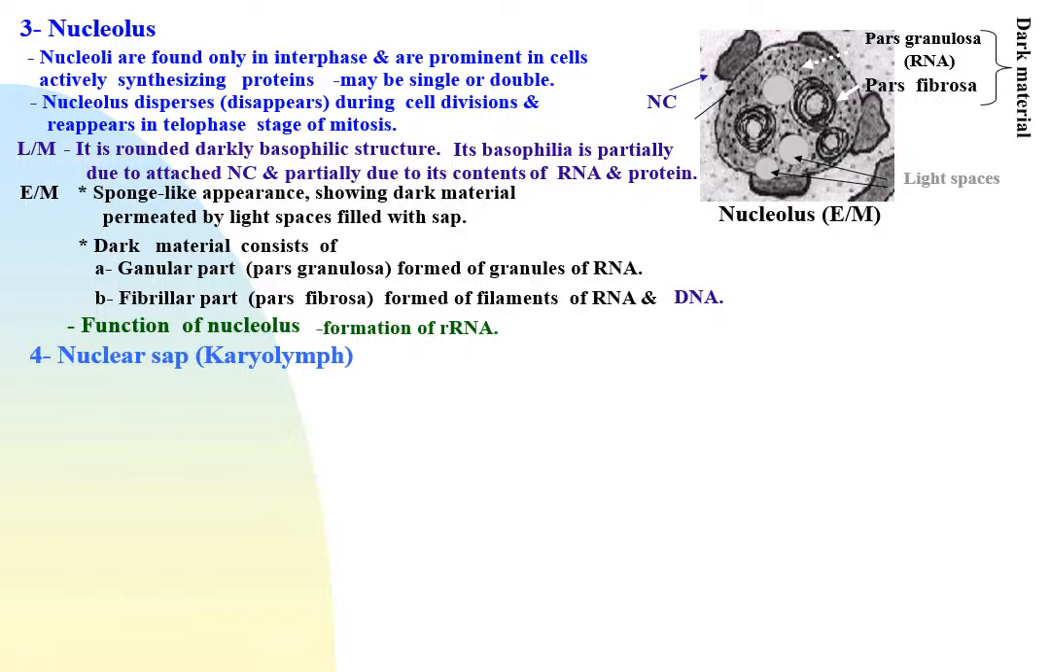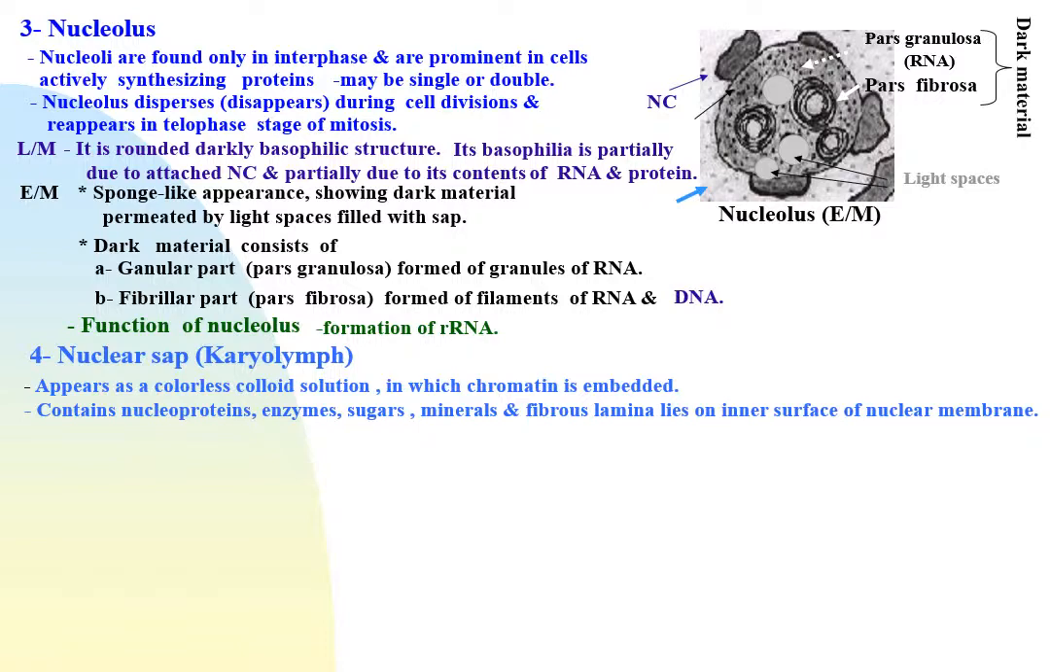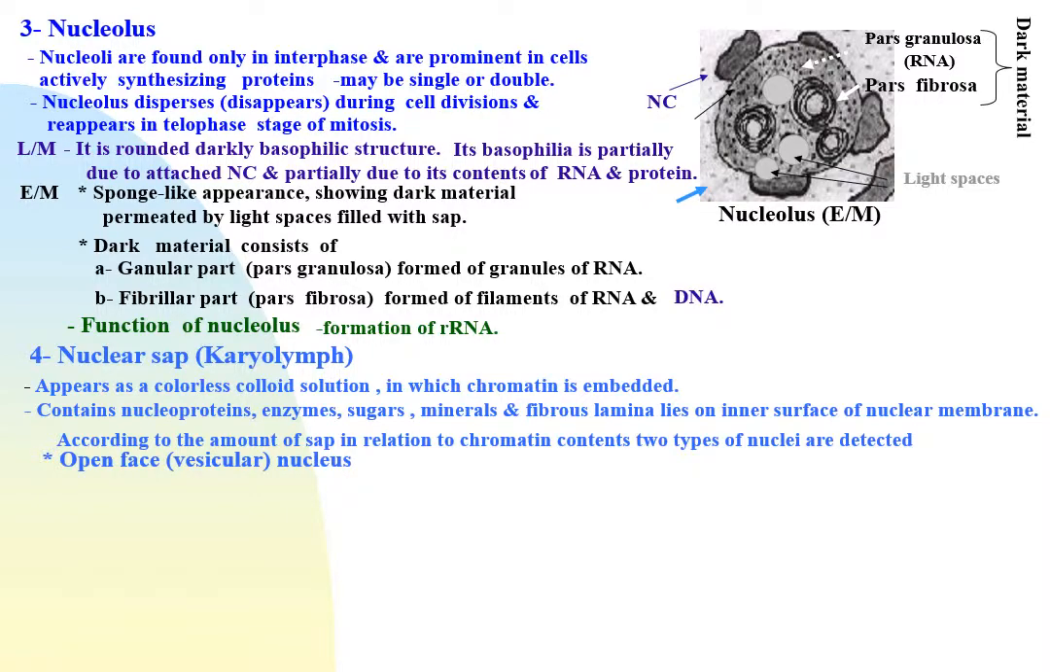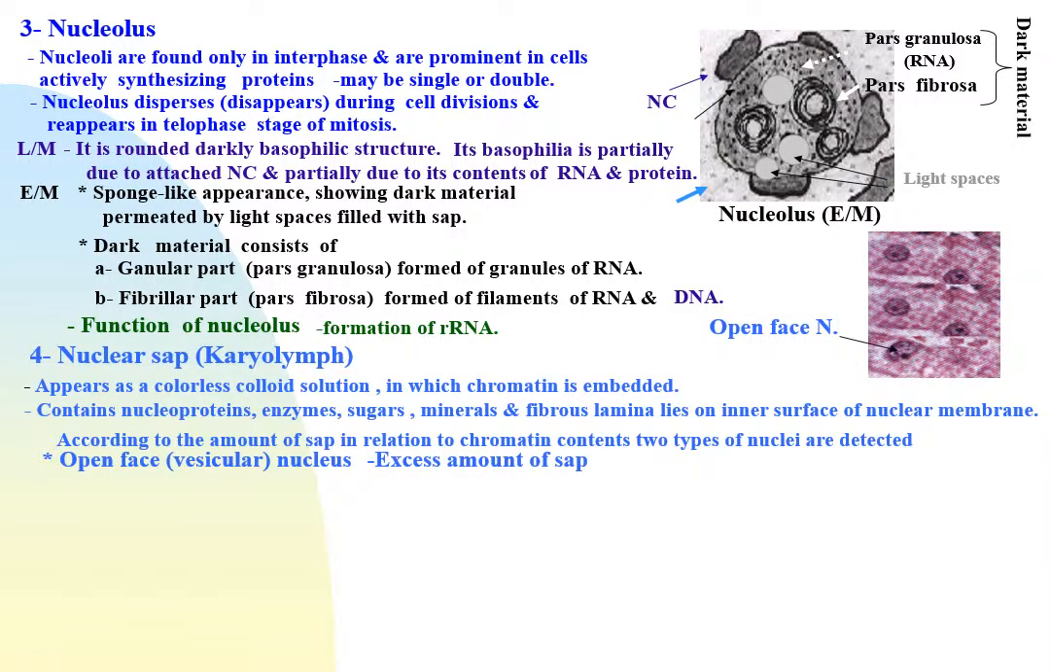Nuclear sap, karyolymph, appears as a colorless colloid solution in which chromatin is embedded. Nuclear sap contains nucleoproteins, enzymes, sugars, and minerals. According to the amount of nuclear sap in relation to chromatin content, nuclei are distinguished as two types: open phase or vesicular nucleus, where there is excess amount of sap in relation to chromatin content. The nucleus appears pale as in liver cells.